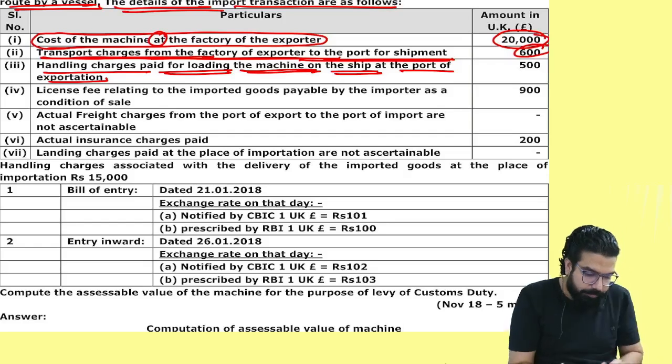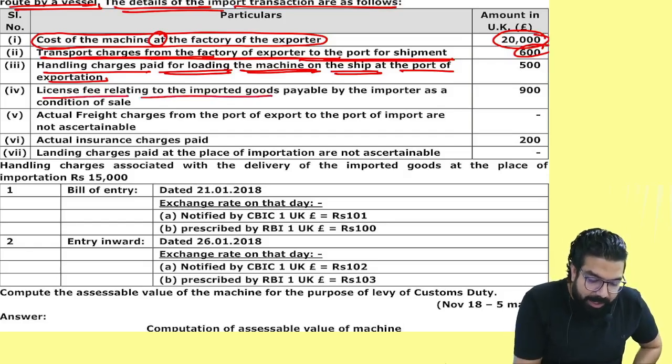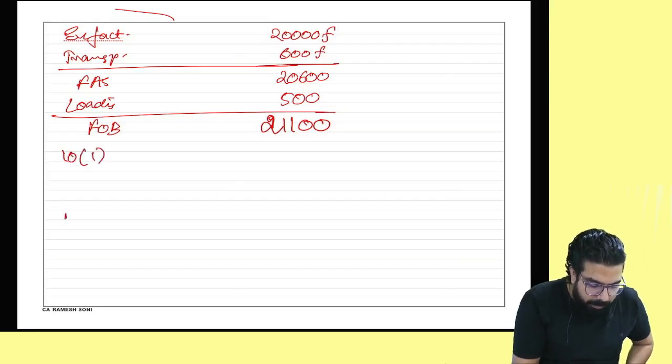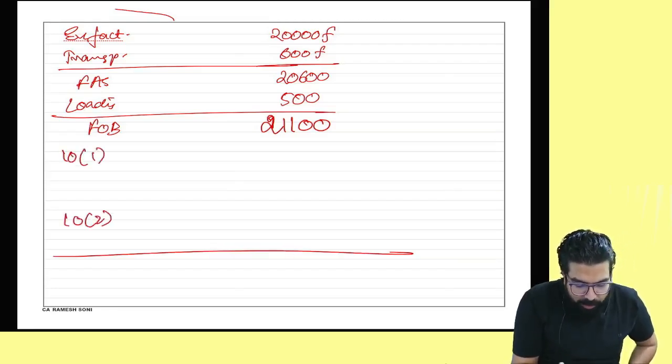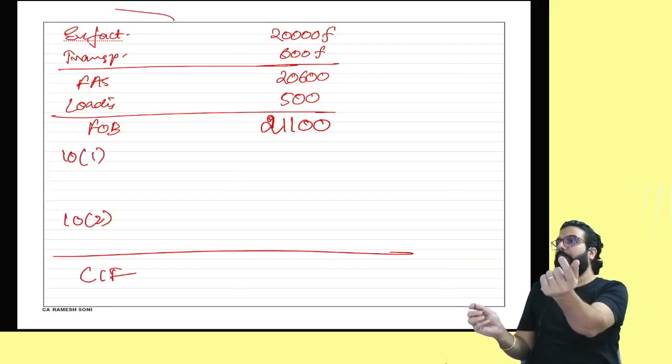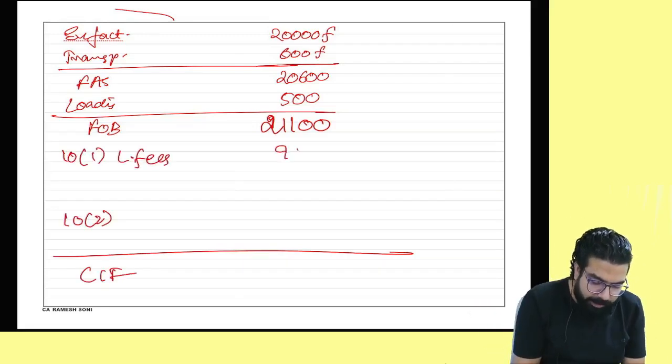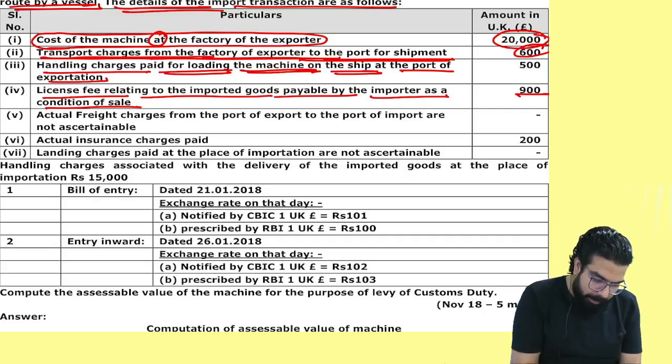21,100. Next, license fees relating to the imported goods payable as a condition of sale. License fees 10-1, 10-2 ka adjustment, and you'll arrive at CIF. Do you guys agree with me, everyone? How much is the 10-1 license fees? 900. Done.